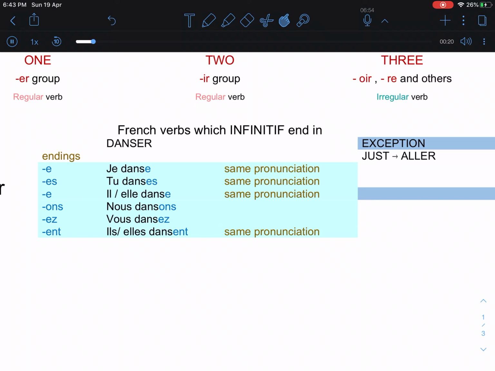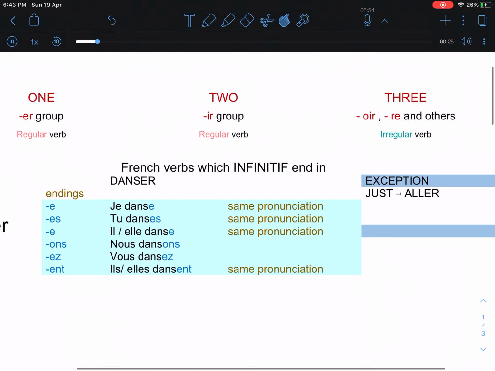You have the ER group, you have the IR group. These two are known as regular verbs. And you have the rest of the verbs like the OIR, RE verbs, and lots more. These verbs are known as irregular verbs. Today, I'm going to teach you how to conjugate the verbs in present tense. Only the first group, verbs which end with ER.